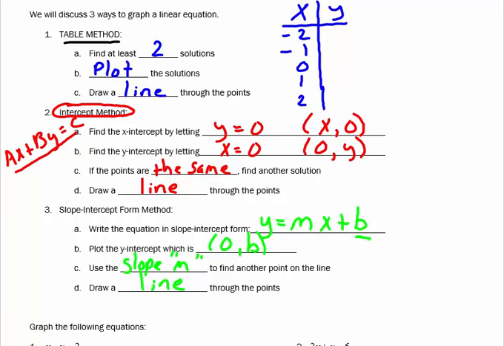When would I use slope-intercept form? When I'm in that form of y equals mx plus b. So try different methods. Don't just assume that the slope-intercept form is always the best method. Try the intercept when you're in standard form. If you forget any of those, go ahead and try the table method.